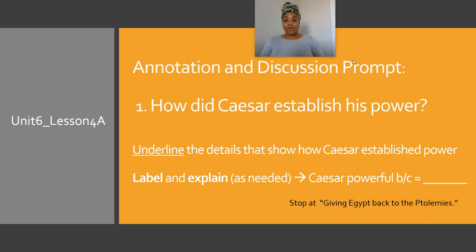Caesar is powerful because. So again, we're underlining the details to show how he established the power, and then we're going to explain it. Caesar is powerful because. So underline the details, that's our evidence. Explain how Caesar is powerful. Those are our claims.